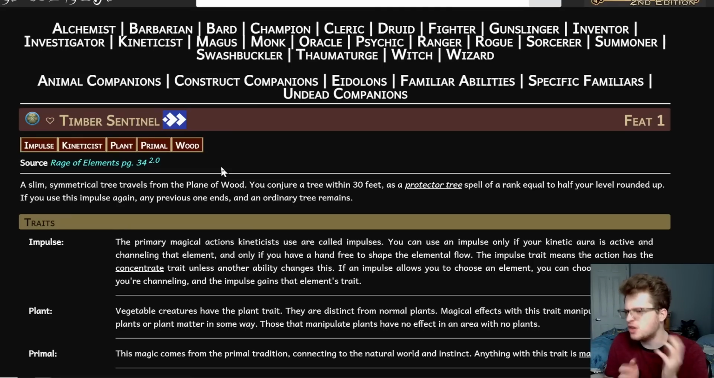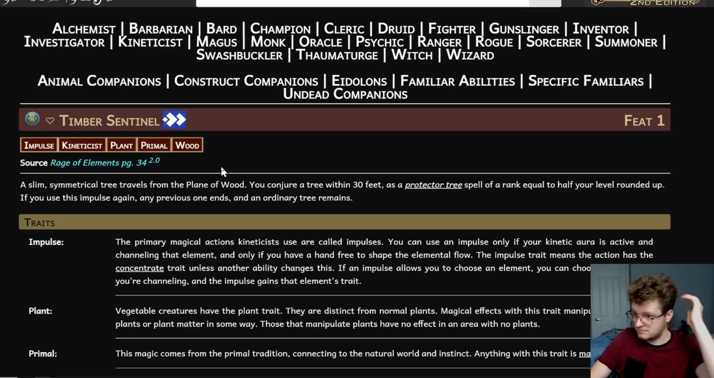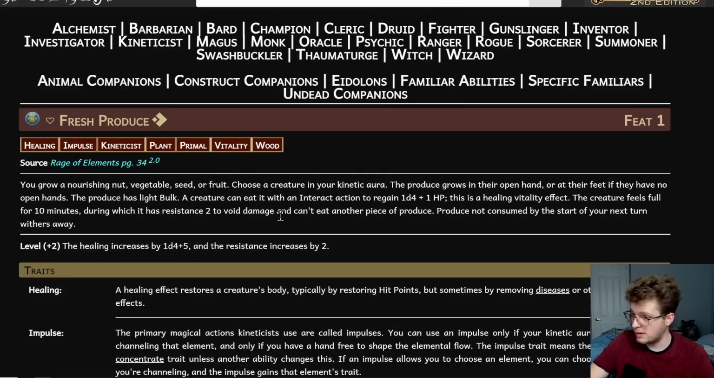If you just get a few very low level wood Kineticists, pay them a good amount, they can plant a bunch of trees. And so if you need trees in an area, there you go. You can figure that out very, very easily. And they can also create fruit. Now, the creature feels full for 10 minutes, but this is still creating some amount of food to keep people temporarily full.